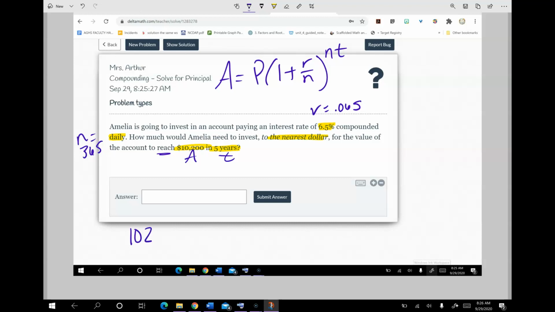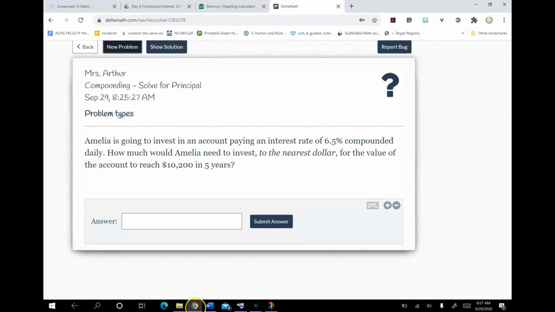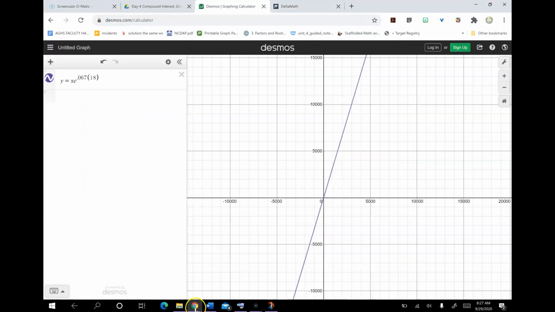So I've got 10,200 equals P times 1 plus my R, which is 0.065 over my N, which is 365, raised to the 365 times T, which is 5. Again, left-hand side line 1, right-hand side line 2, okay? All right. Let's go to Desmos. Left-hand side line 1, right-hand side line 2.